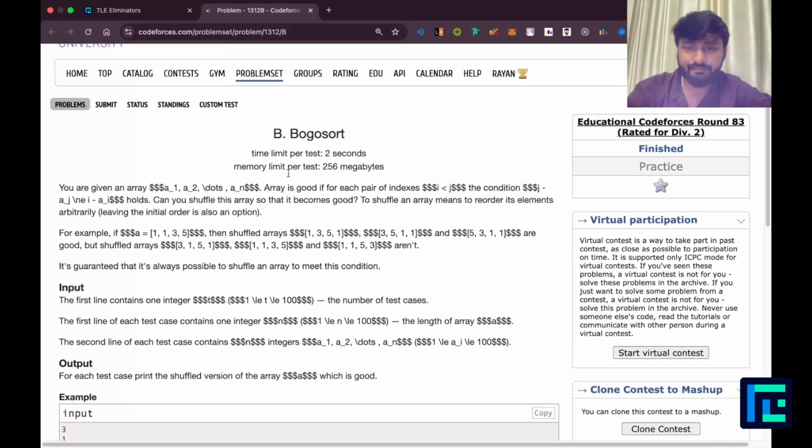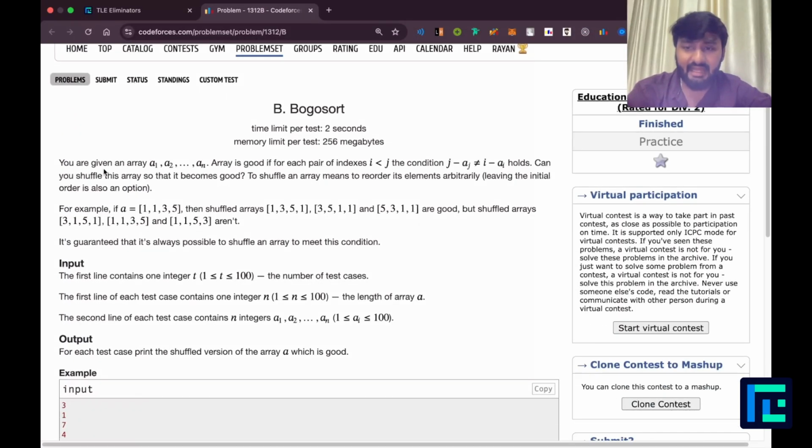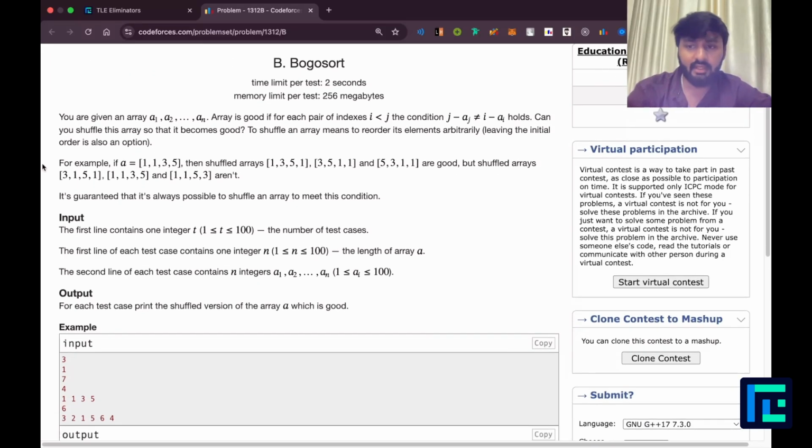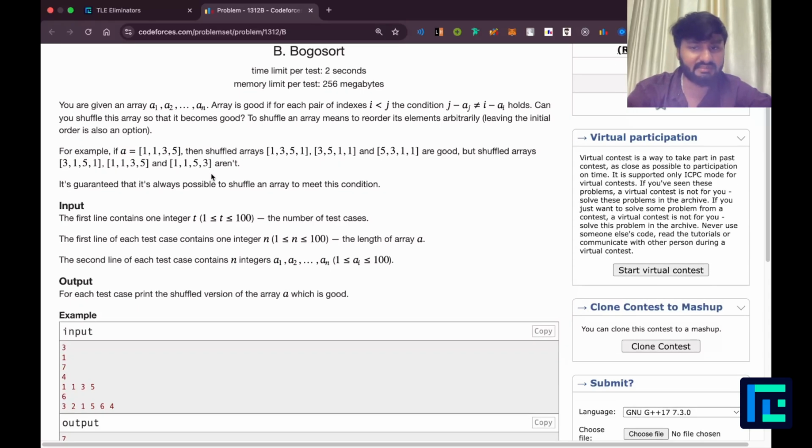Let's read this. You are given an array A1, A2, so on till AN. An array is called good if for each pair of indices i less than j, the condition j minus aj is not equal to i minus ai holds. Can you shuffle this array so that it becomes good? To shuffle an array means to reorder its elements arbitrarily, leaving the initial order also as an option. Then they give an example of which are good arrays and which aren't. We'll of course generalize and see the problem.